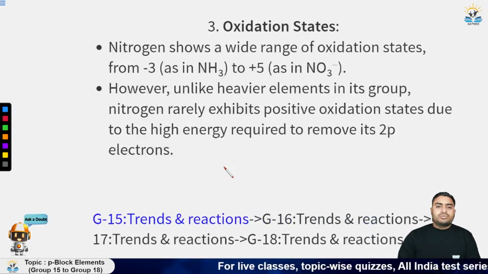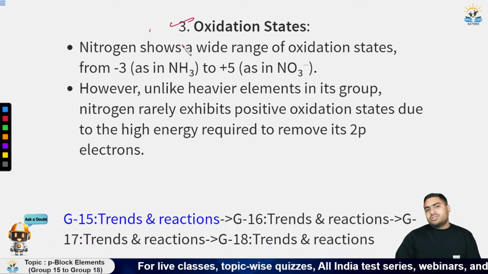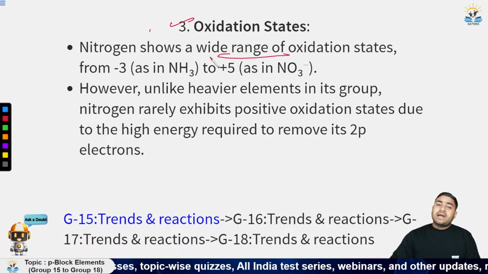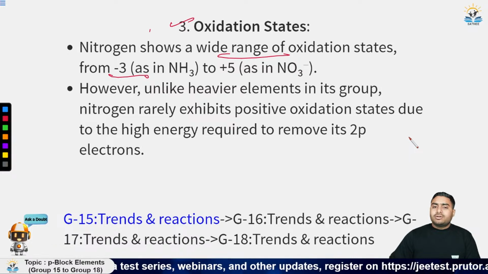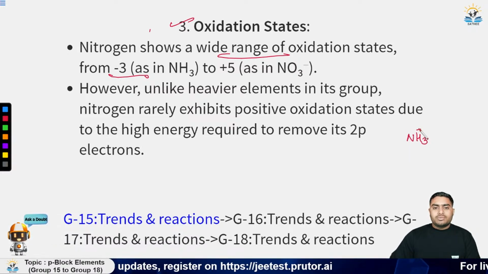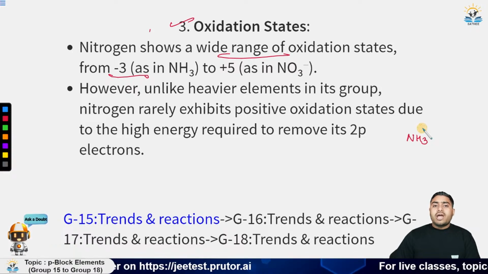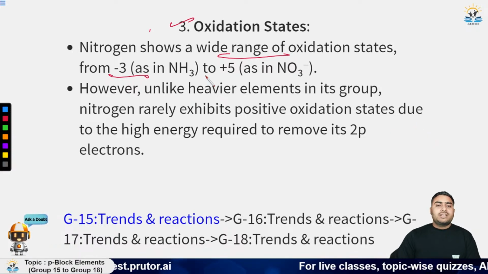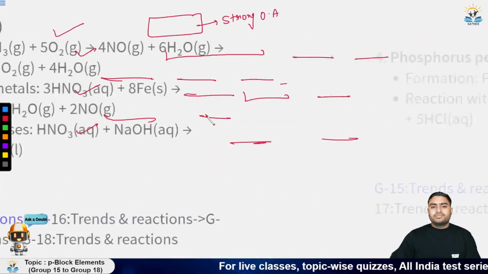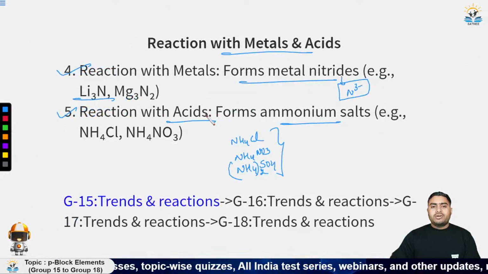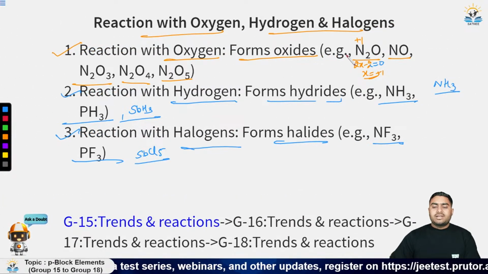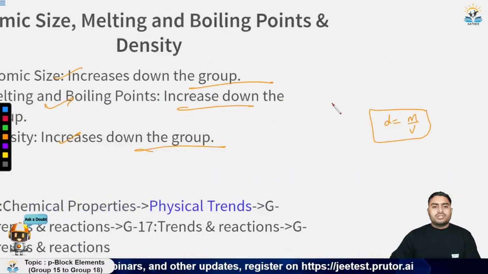Let's move to the next, oxidation state. Nitrogen shows a wide range of oxidation states from -3, as in NH3, ammonia, to +5 as in NO3 negative. One thing I want to tell you here: in ammonia, nitrogen oxidation state is -3.